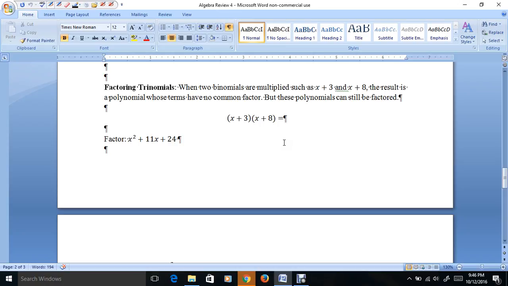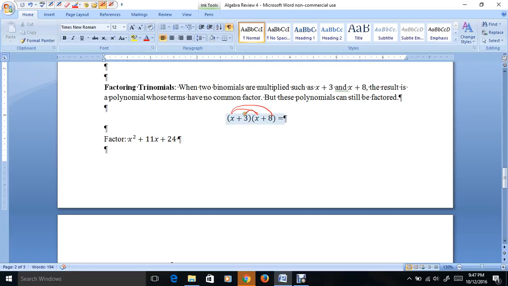You factor out the common factor, and then we talked about factoring a difference of squares, a plus b and a minus b. So now we're going to talk about factoring trinomials, and trinomials are just a polynomial that has three terms, and they won't have a common factor, but they can still be factored. And so first of all, before we try to do that, let's look at what happens when you multiply two binomials. So if I multiply x plus 3 times x plus 8, I'm going to FOIL it like this.